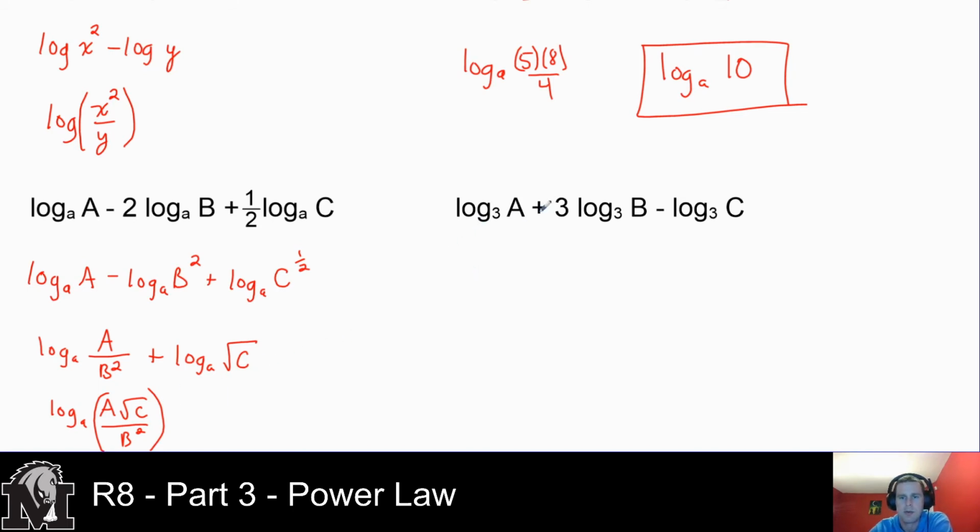In our last example, this 3 is the only coefficient, so I'll write that as an exponent right off the hop. So that's going to be b cubed minus log base 3 of c. And then I'm going to combine everything. So log base 3, a is positive, so it goes in the numerator. B cubed is positive, so it goes in the numerator. And c is negative, so it goes in the denominator.